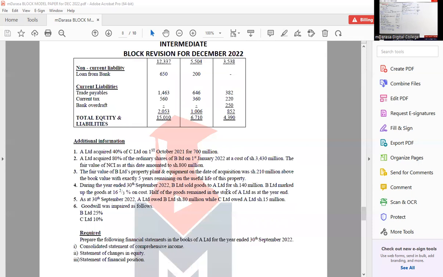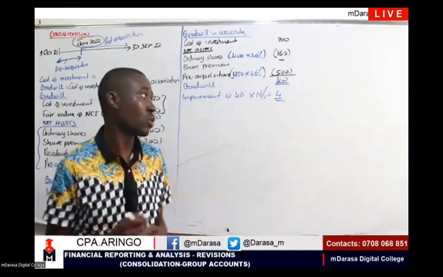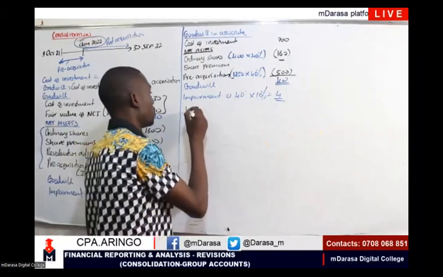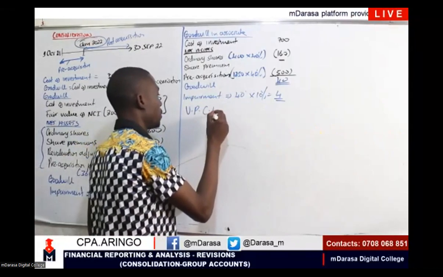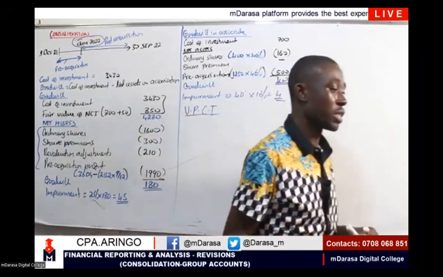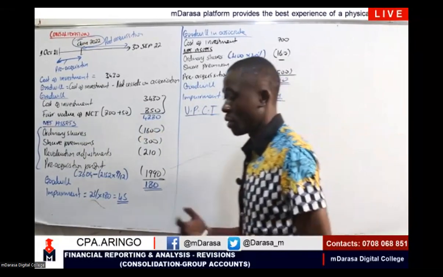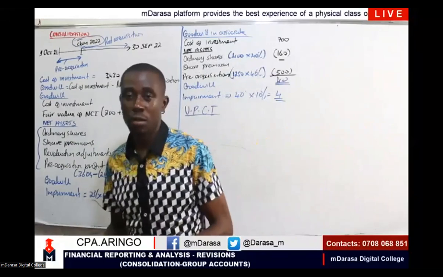Half of the goods remain in the stock of A Limited as of the year end. So basically, my good students, at that point, what you should have in mind is the component to do with unrealized profit. So clearly here and quickly, we can compute our UPS on closing inventory, UPS on sales of goods. Remember, UPS is all about determining the profit on the inventory items.